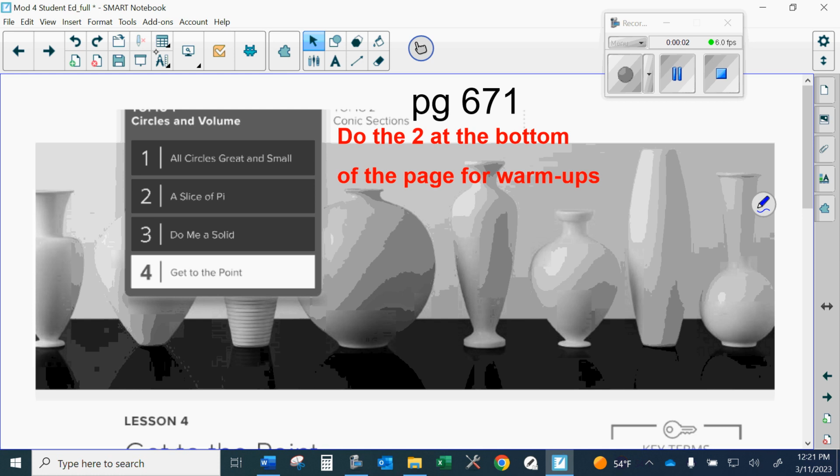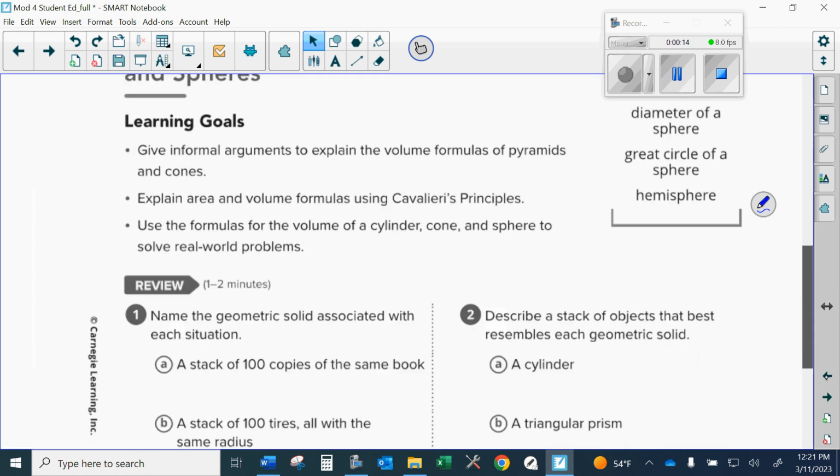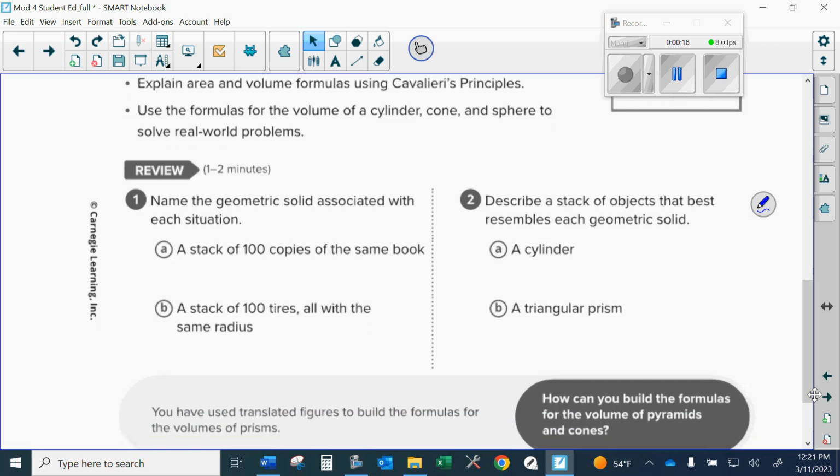Okay, students, we're at the last lesson, Mod 4, Topic 1, Lesson 4. Do the two at the bottom of the page for warm-ups. When you are done, you can go ahead and hit play. See if you got them right. All right, here we go.